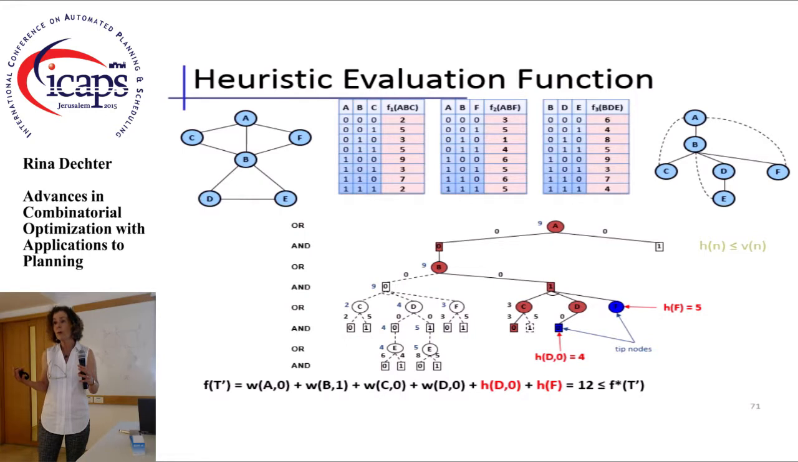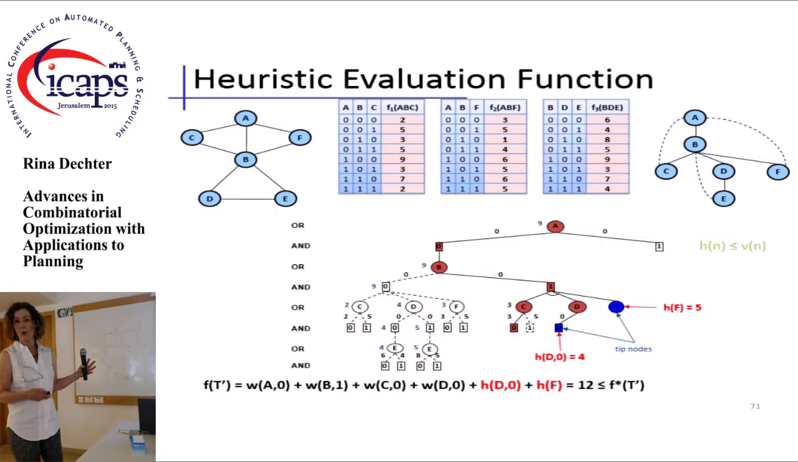It's a little bit more involved when you are exploring the AND-OR search graph, because there are many leaves. You have choices of extension in more than one case, and the evaluation is somewhat more complex because there is an AND-OR combination.